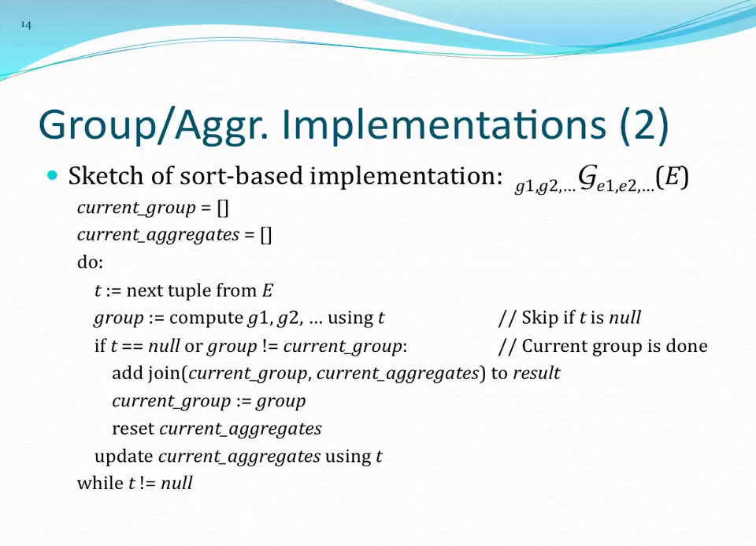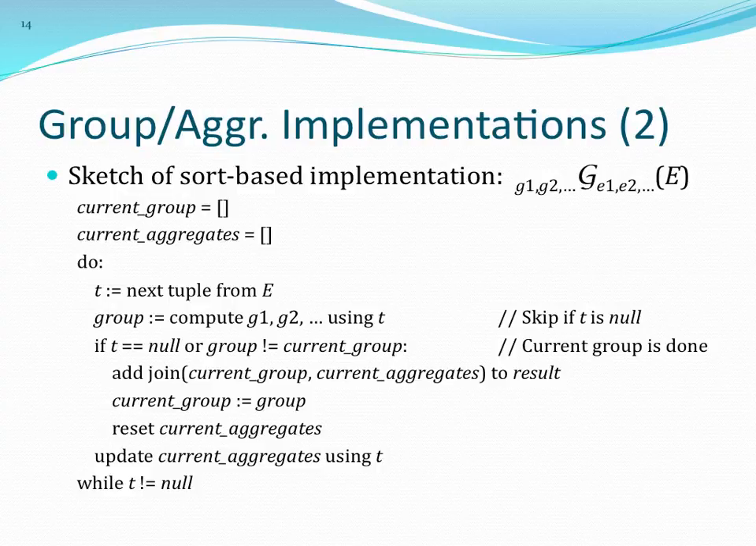We compute the grouping attributes from tuple t. So we figure out what the tuple t's grouping attribute values would be. And if the input tuple was either null or the grouping attributes have changed from the current group we're considering, then we go ahead and output a tuple for the current group that we're just finishing up. We update the grouping attribute values to be the new group that just started, and we reset all of our aggregates. Once that's done, we go ahead and add tuple t into the current aggregates. And we just repeat this until we consume all of the tuples that subplan E produces.